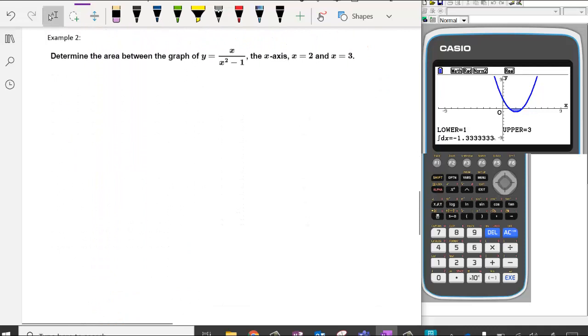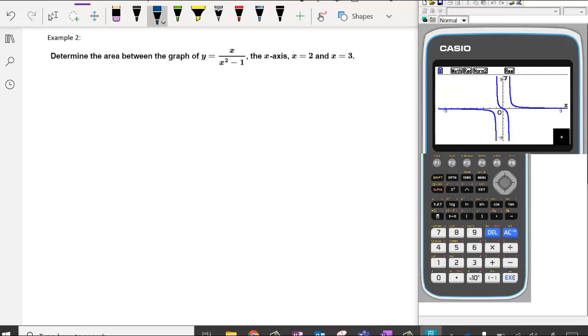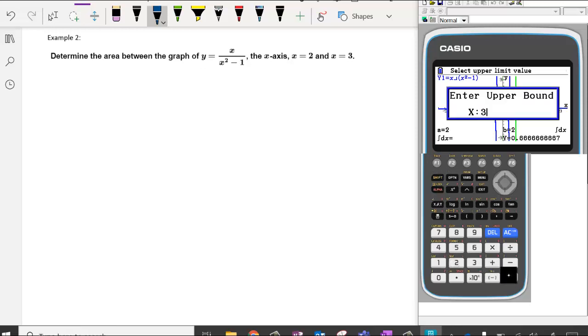Alright, second example, we're looking at determining the area between the graph of y is equal to x over x squared take 1, the x-axis, x equals 2, and x equals 3. So we'll go back and we'll put it in again so we have an indication of what we're actually finding. We've got x over x squared take 1. And we're focused only between 2 and 3. So G-solve integral between 2 and 3.